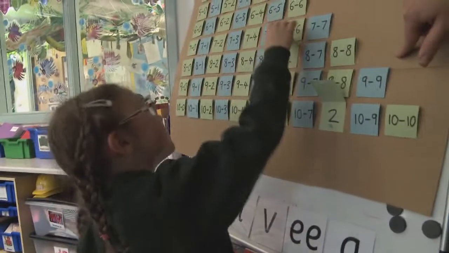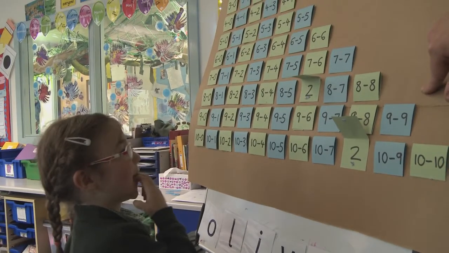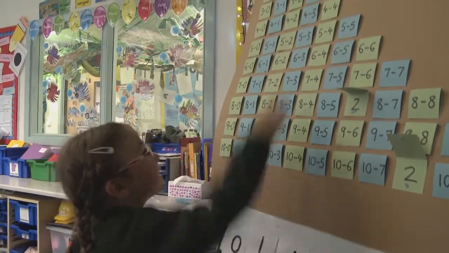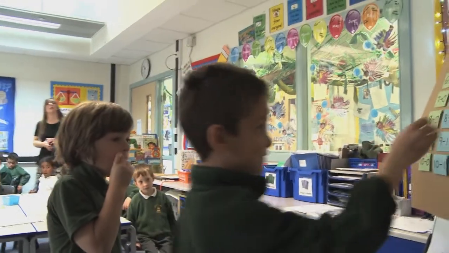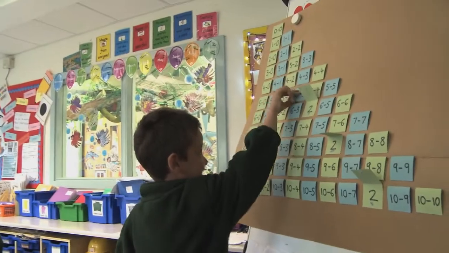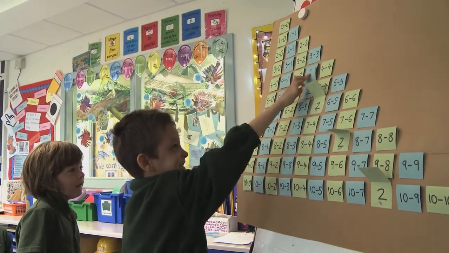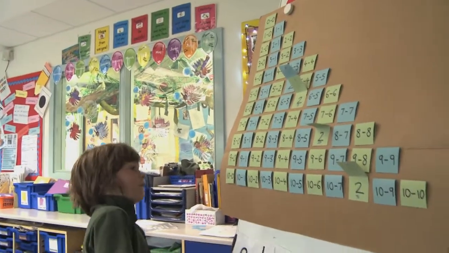Fantastic. Who else is going to come up and do one? We've got 8 subtract 6. Can you find another one? I'm looking. 6 subtract 4. Well done. They've got a difference of 2. Milo, which ones have you found? 5 subtract 3. Also has a difference of 2. It does, darling.